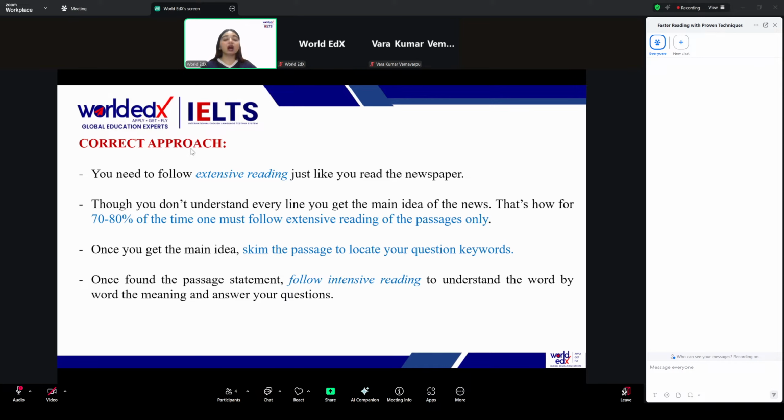And once you're able to find the passage statement, then you follow intensive reading to understand word by word meaning of the answer. So you go in general, give it a general read, find the keyword that is there in the question as well as in the passage. Once you find where the keyword is, in that paragraph, you can read intensively. Okay, so this is the approach that you take. Do not go for intensive reading and then extensive, because it's going to take a lot of time, and who's got time? Not you, if you're giving the IELTS test.